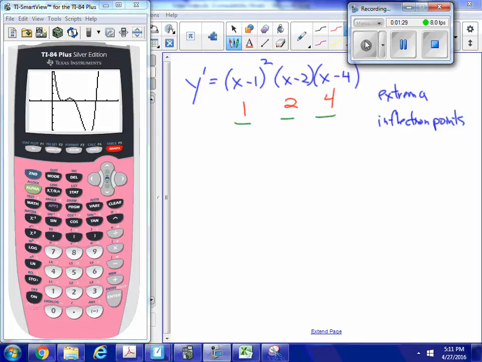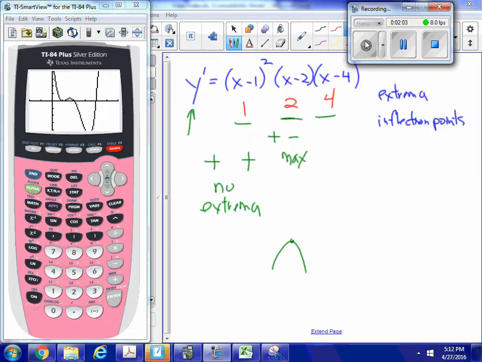And this is my derivative function, remember? So I can see that at 1, my derivative function is going from positive to positive. It's just a touch right there. So that's no extrema. Now, at x equals 2, my derivative goes from positive to negative. That means I'm going to have a maximum at 2.